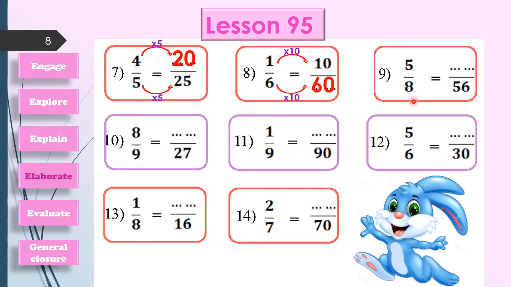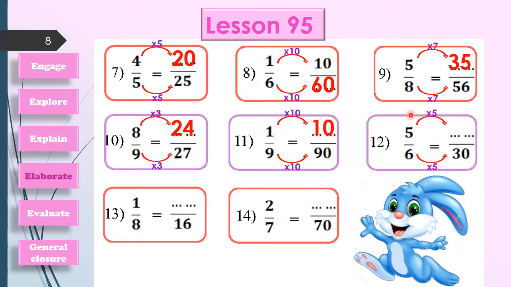5 eighths. It will be 8 by what equals 56? Excellent, it will be by 7. As I do down, I will do up. 5 by 7 equals 35. Here, 9 by 3 equals 27. And as I do down, I will do up. 8 by 3 equals 24. Here, 9 by 10 equals 90. Here, 1 by 10 equals 10. 6 by 5 equals 30. And 5 by 5 equals 25.